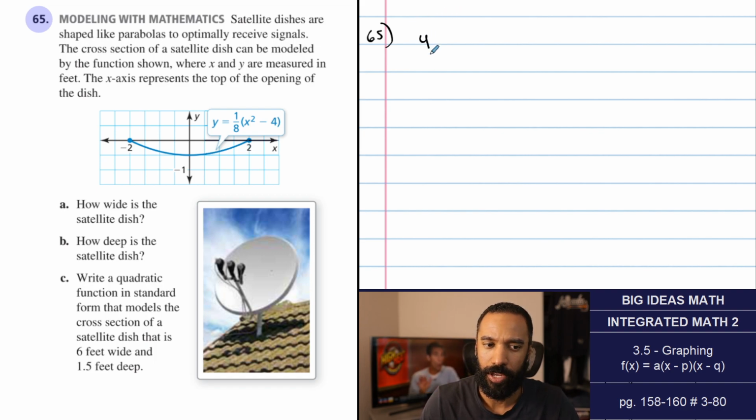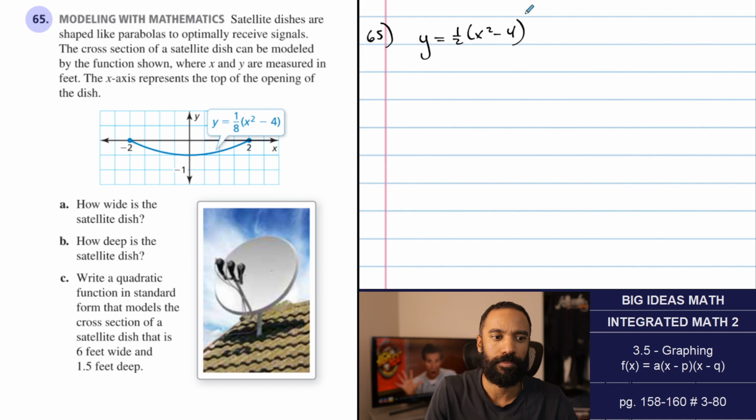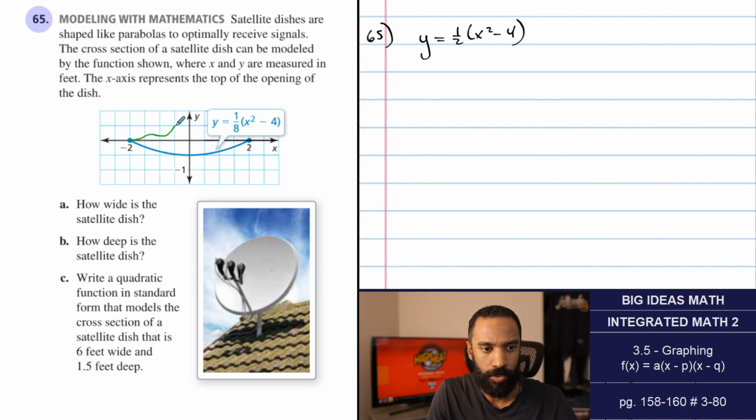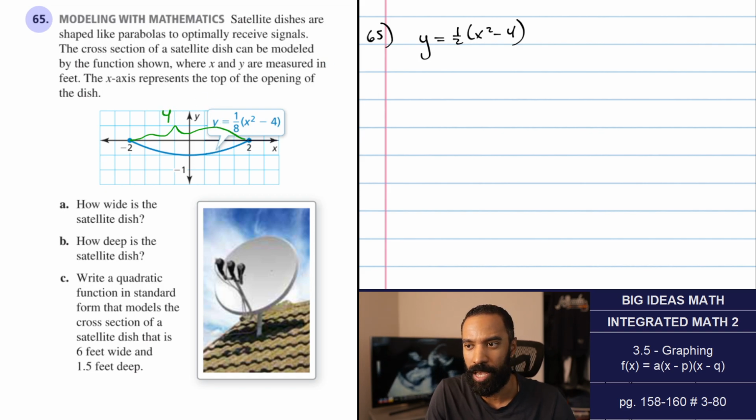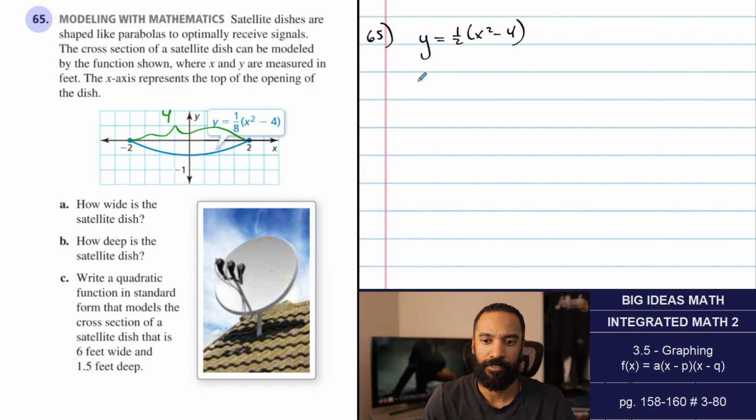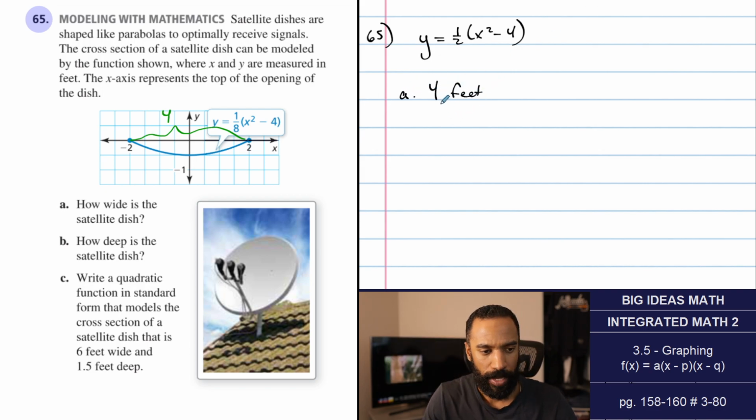So first we have this equation, y equals 1/8 times x squared minus 4. Now, I can use the graph to answer that, and I'm going to. So we go from -2 to 2. Straight up, that distance is 4. We've been talking about distances between points so many times. We've got to make sure we have units, so that distance is 4 feet. That is the width.